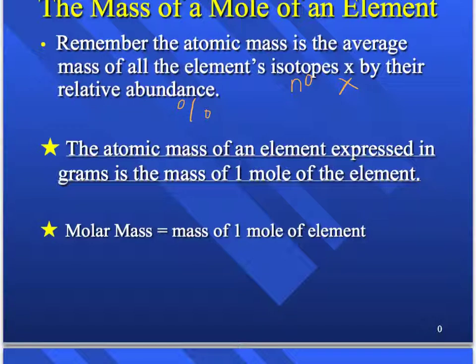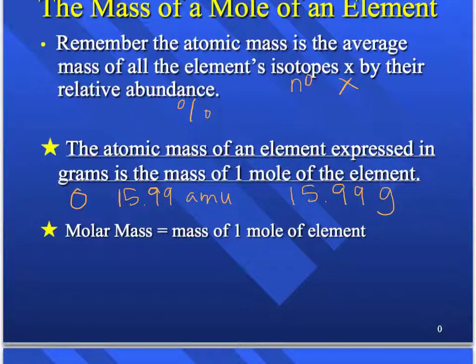I know that sounds really confusing, but the cool thing is, for example, if we look at oxygen on the periodic table, we see that its mass is 15.99 AMUs. So this is the mass of 1 atom of oxygen, or I should say the average atomic mass of 1 oxygen atom. On the other hand, if we take that same value, 15.99, and we add a G, meaning grams, now this value is the mass of 1 mole of the element.